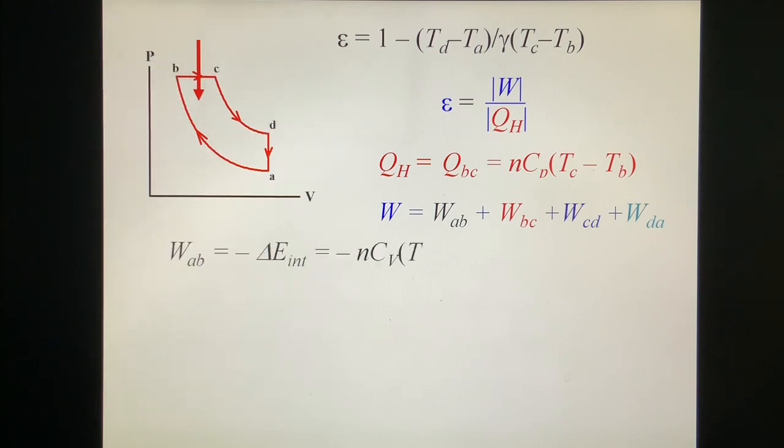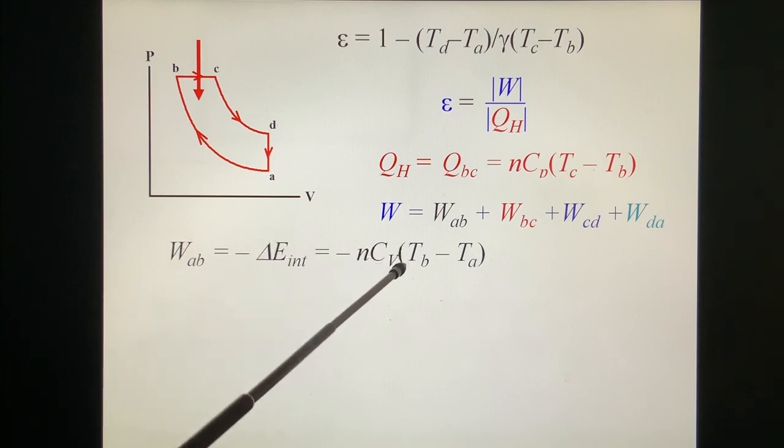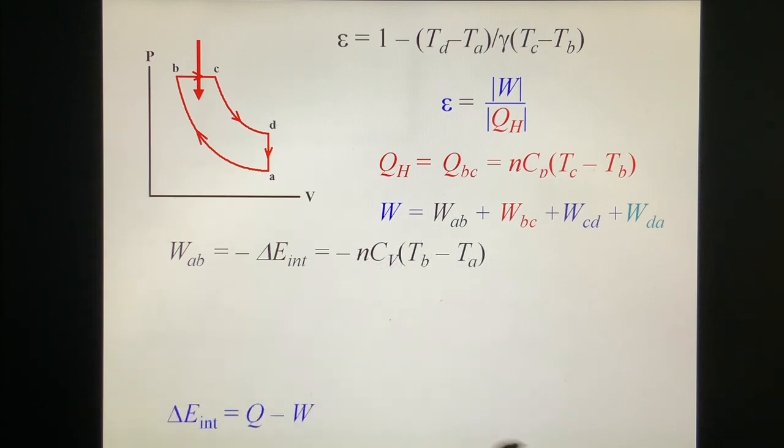This AB is an adiabatic process, so Q equals 0. By the first law of thermodynamics, W equals minus delta E. And delta E internal equals N CV (TB minus TA) by definition. And because CD is also adiabatic, W equals minus delta E as well.